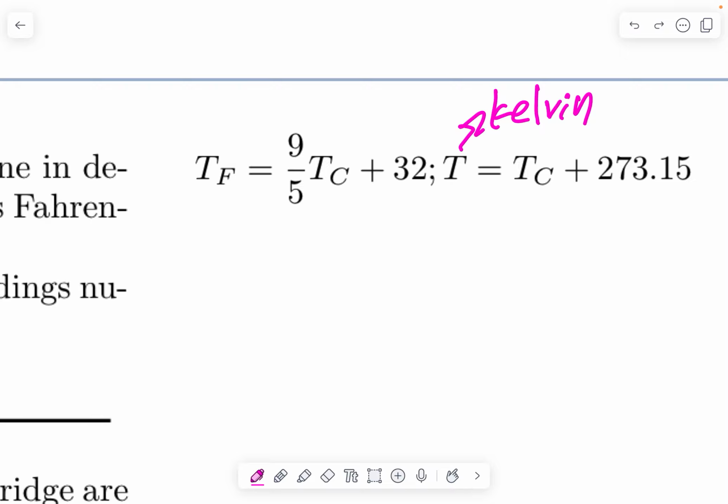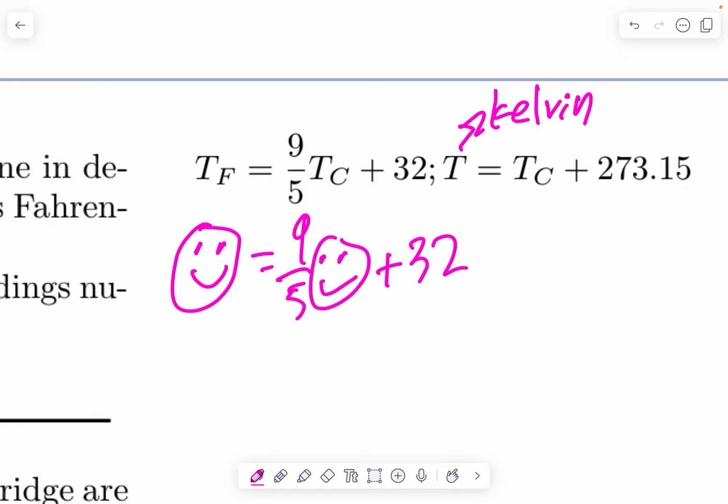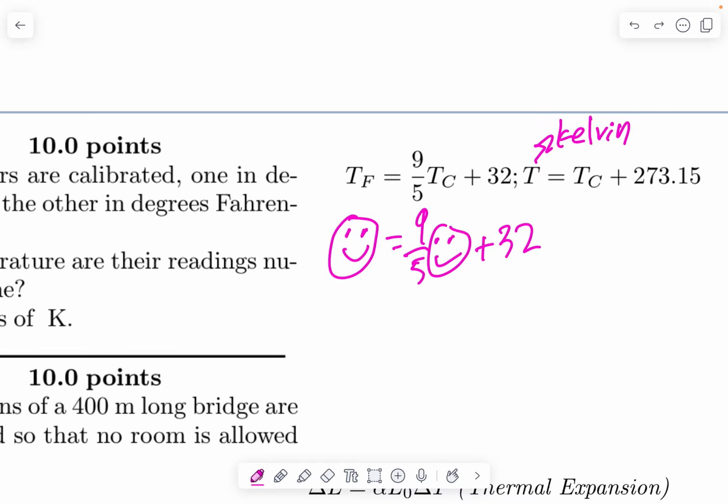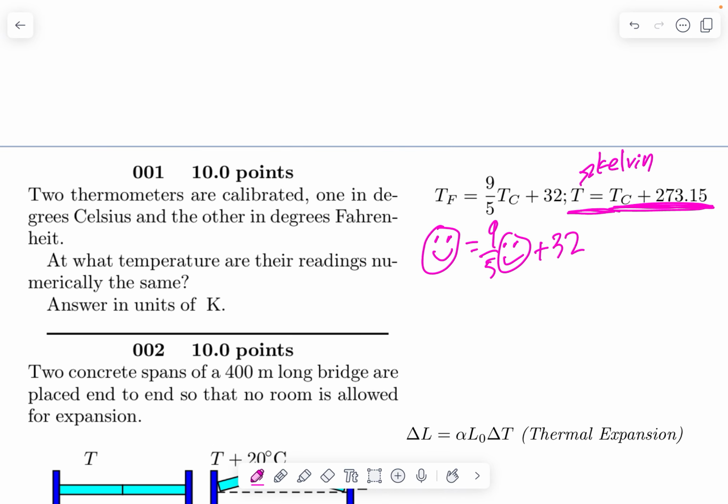So if we want temperature in Fahrenheit and Celsius to be the same, we have to use the equation that has both of them together, so it's probably that one. And if they're the same, then you can make them the same variable. Whatever variable you want, I'd be like Bryn and use a smiley face. So a smiley face is equal to 9/5 smiley face plus 32. You solve for the smiley face, and that will be your answer. But you have to convert it to Kelvin. So you use the next equation to convert to Kelvin. Just add 273 to whatever you get, and that will be your answer you put in the class. So that's how you do that.